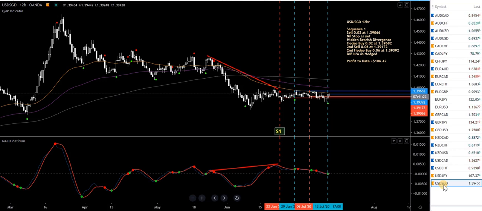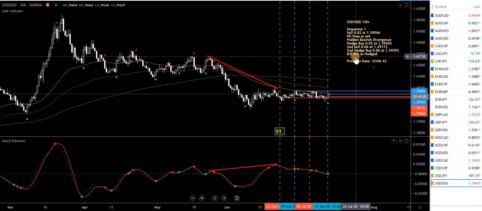And finally, USD Singapore Dollar. What to do here? Yeah, I thought I was going to do it right here. So only in the one sequence. Basically, the MACD Platinum's above the 0 level and just above it at the end here. Got a buy signal at 4 p.m. this afternoon. Took a hedge buy, second hedge buy.